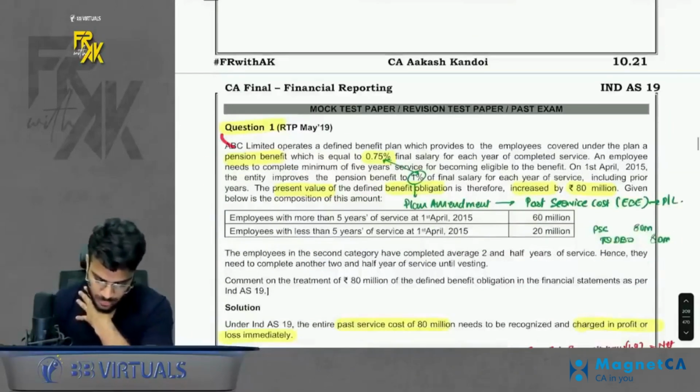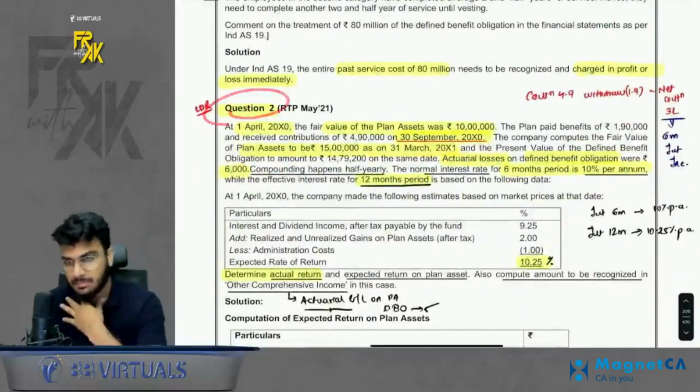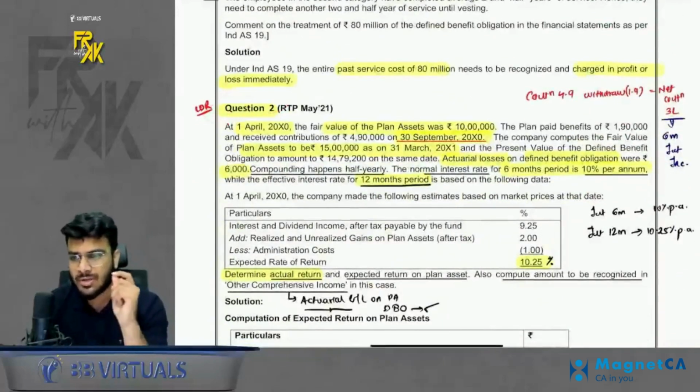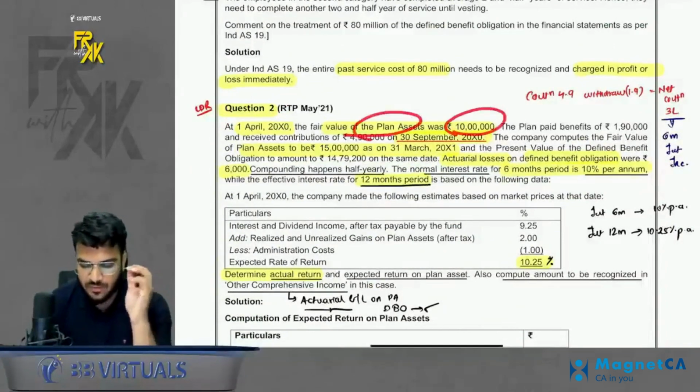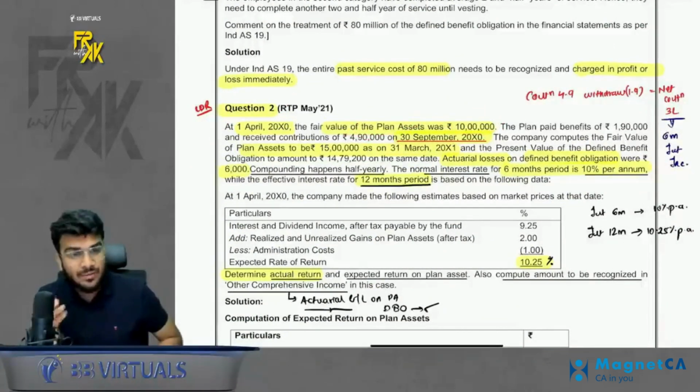Then we come to question number 2 of the MTP RTP past paper. What is this question all about? This question has only one important calculation. I will tell you which it is. It says we have an opening balance of plan asset of 10 lakhs. Opening balance of DBO is not given.